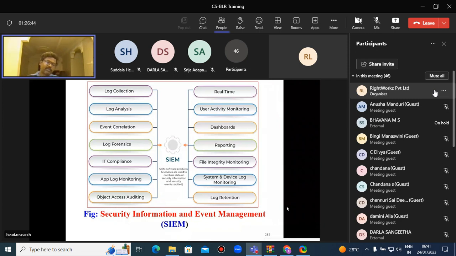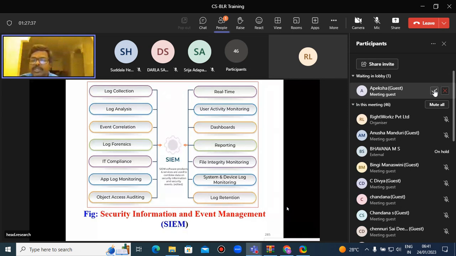Event correlation: some types of events are similar. Log forensics: how many users are related to the incident or the activity. For IT compliance, information technology compliance, you can use the help of SIEM. Application log monitoring: how many are connected right now to the server, data center, or network. Object access auditing: you need to audit how many users are performing their activities at the network level. Real-time activity and user activity monitoring: what types of users, and what types of activities they are performing at the network level.